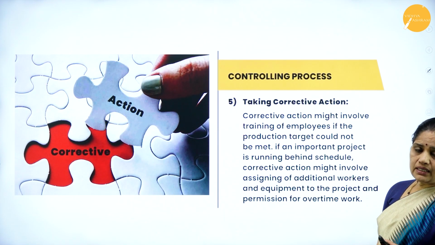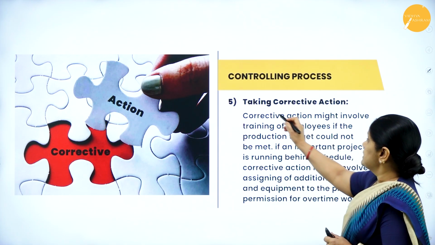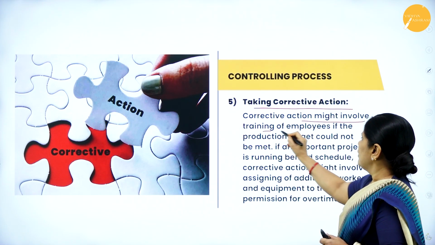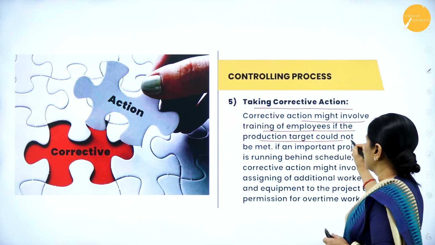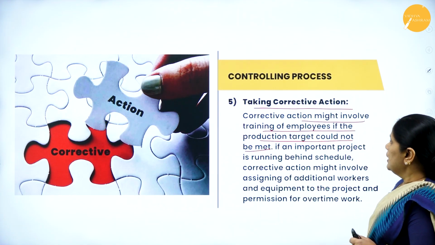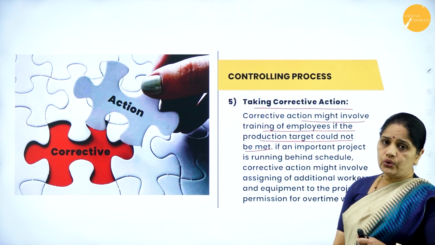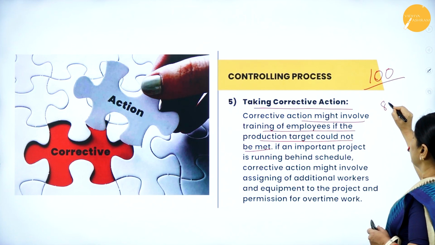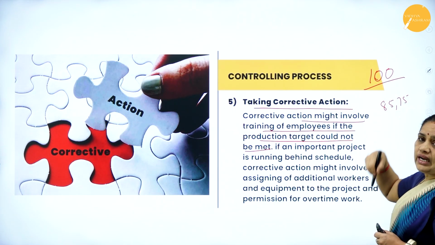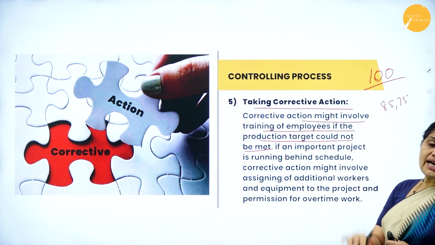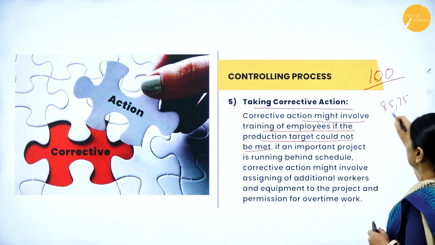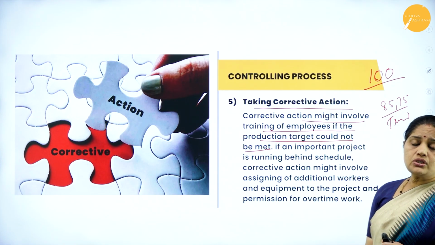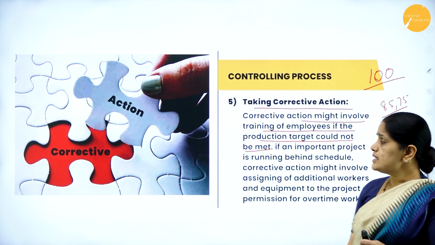Then, the next step in the controlling process is taking corrective action. Corrective action might involve training of employees if the production target could not be met. As I told you earlier, if there is a standard set for 100 units, and the employee is able to reach only 75 to 85 units, then what is the corrective action you are taking? See that he is given proper training. See that the employees are properly trained so that they become more efficient in their jobs.